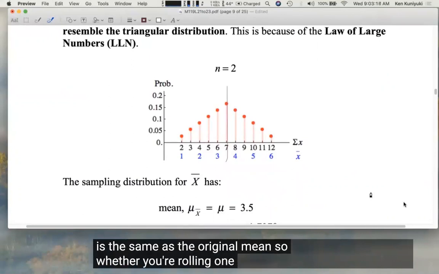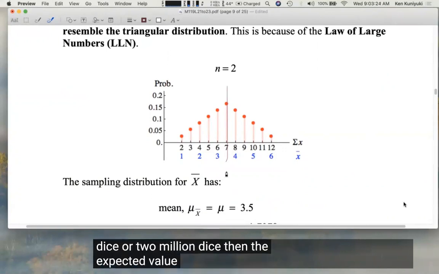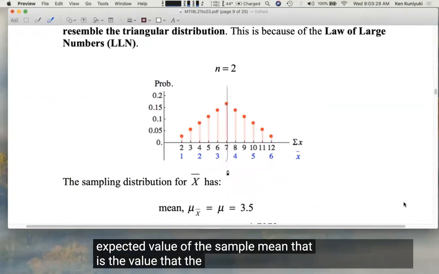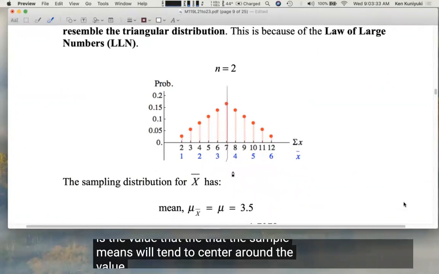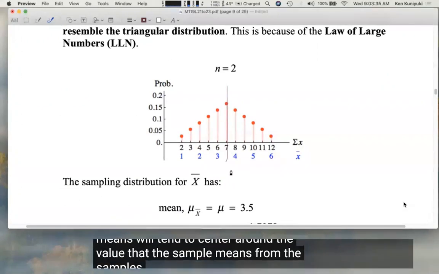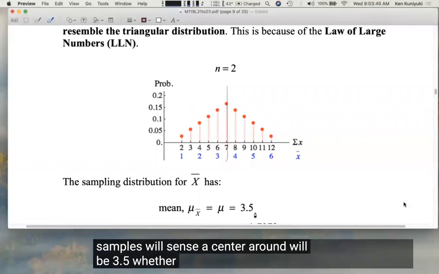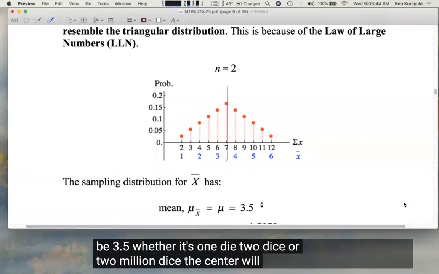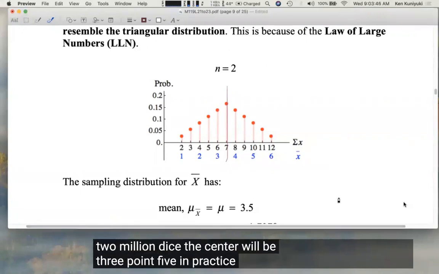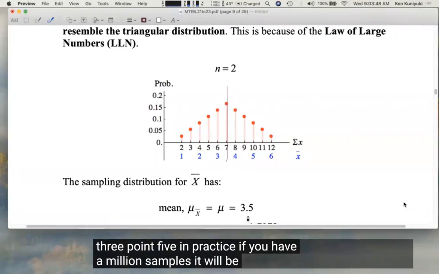So whether you're rolling 1 die or 2 dice or 2 million dice, the expected value of the sample mean, that is the value that the sample means will tend to center around, will be 3.5. Whether it's 1 die, 2 dice, or 2 million dice, the center will be 3.5. In practice, if you have 1 million samples, it'll be very close to 3.5.